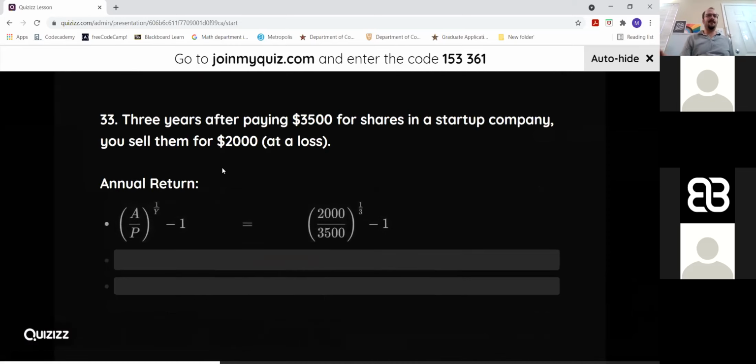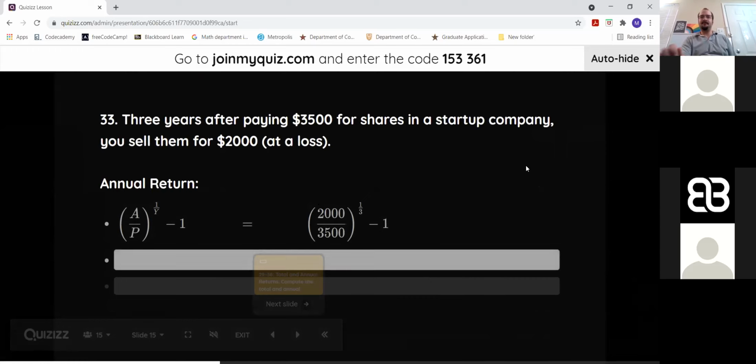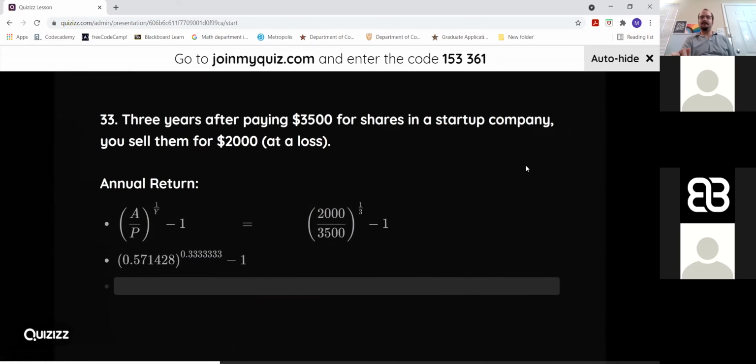Okay, so this is the annual return. We're doing A over P to the 1 over Y. Are you doing 2,000 over 35? Yes, I am. I also did the 1 over 3 on the side. Did you put this in parentheses? Yes, I did. I know what I did wrong now. I did the reverse. And then my calculator decided to die, and I'm scrambling to look for the charger.